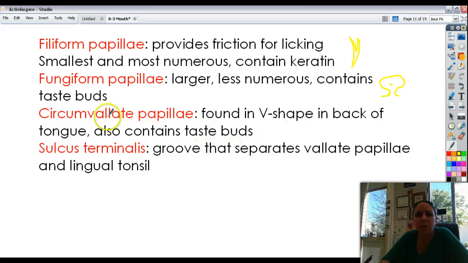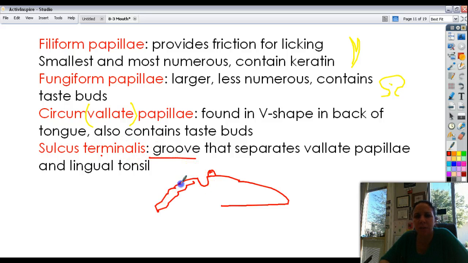We have circumvallate, or just plain old vallate papillae, and these are found in the back of your throat in a V shape, and they also contain taste buds. You can swallow and still taste things on the way down. And then we have what's called the sulcus terminalis. Sulcus just means groove, terminalis means at the end. So this is a little dip. If we're looking at our tongue, here's the circumvallate, sticking out nice and big. Then we have a dip, that's the sulcus terminalis, and from there it's all lingual tonsil, and this tonsil leads down into your throat.